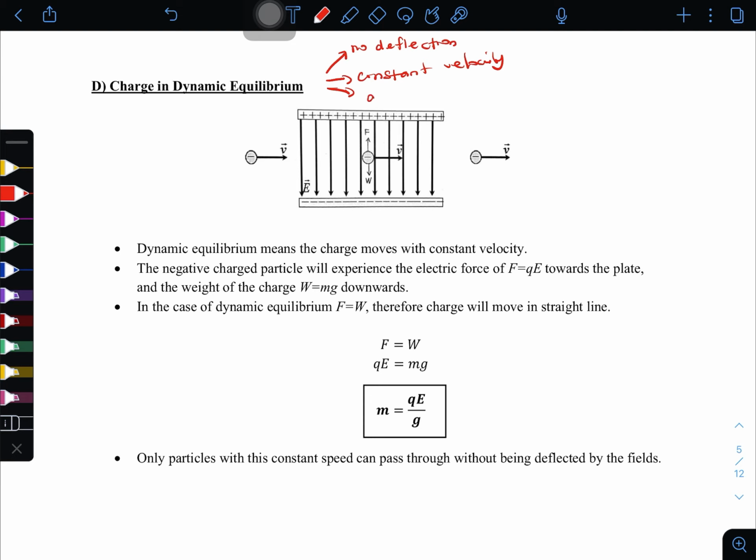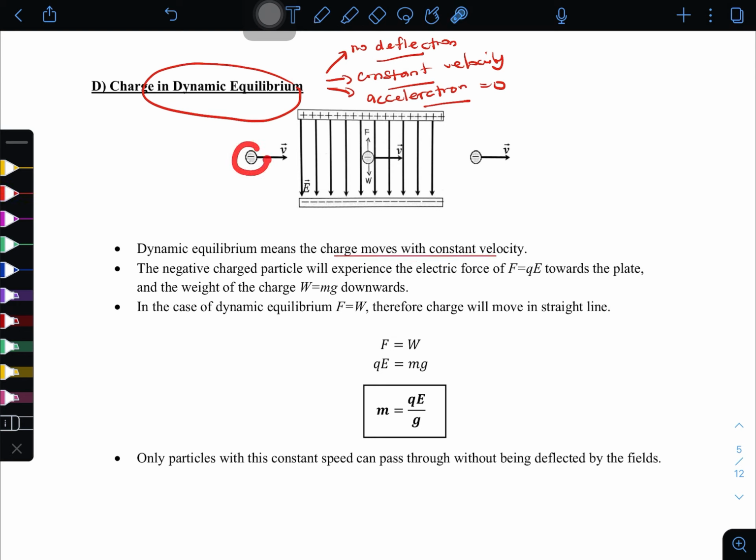And the third one, acceleration equals to 0. So if you found these three keywords, so it is a dynamic equilibrium case. So what is dynamic equilibrium? Dynamic equilibrium means the charge move with a constant velocity.